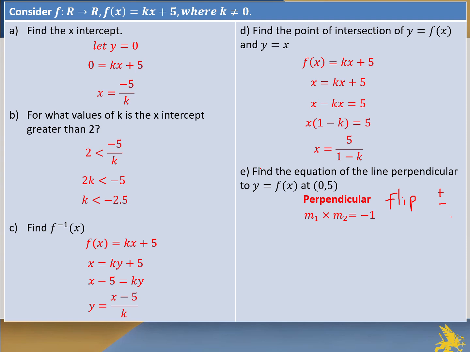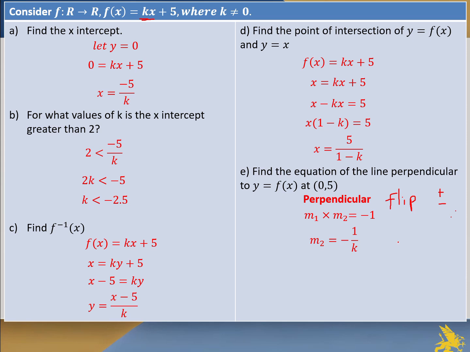So in this case here, my gradient is going to be k. So if I wanted to write k in terms of the perpendicular gradient, I flip it, it becomes 1 over k, and I put a negative sign.